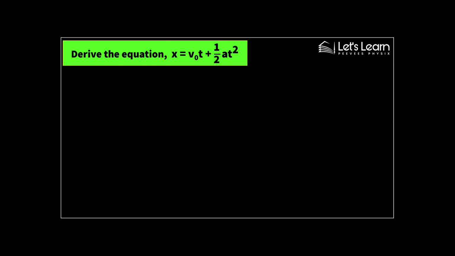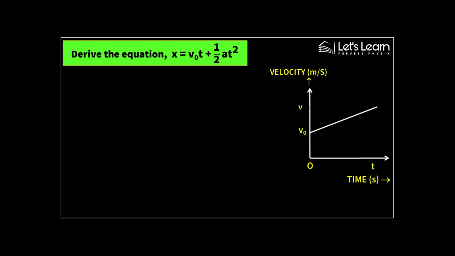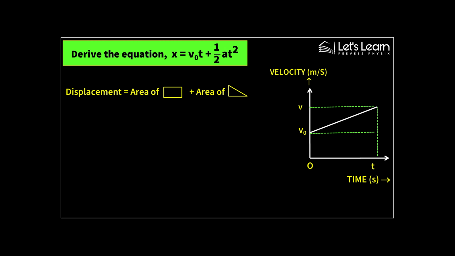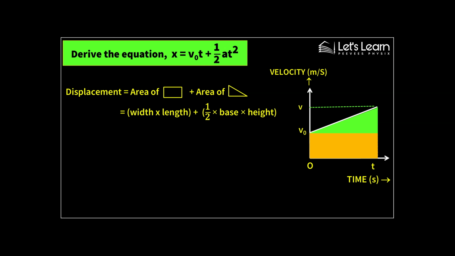Derivation of the second equation. For that also, same graph, and we are looking for x, which is displacement. By the rule, displacement is the area under the graph, and the area under the graph, you can see it's divided into a rectangle and a triangle. So add the two areas together. Area of the rectangle is width times length. Then area of triangle is half times base times height. Width is T and length is V0.